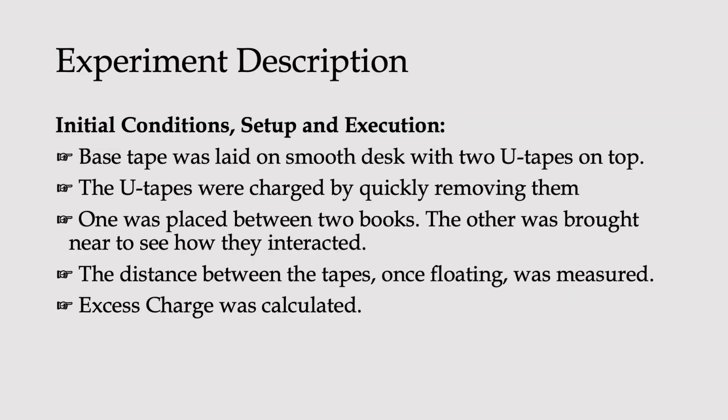For the initial conditions set up in execution, the base tape was laid on a smooth desk with two U-tapes on top. The U-tapes were then charged by quickly removing them off of the base tape. And then one was placed between two books and the other was brought near to see how they interacted. In my case, probably due to human error, they did not really interact, but they should have. Actually, one was repelled by the other, which is what should have happened. The distance between the tapes, once floating, would have been measured, and then excess charge was calculated.